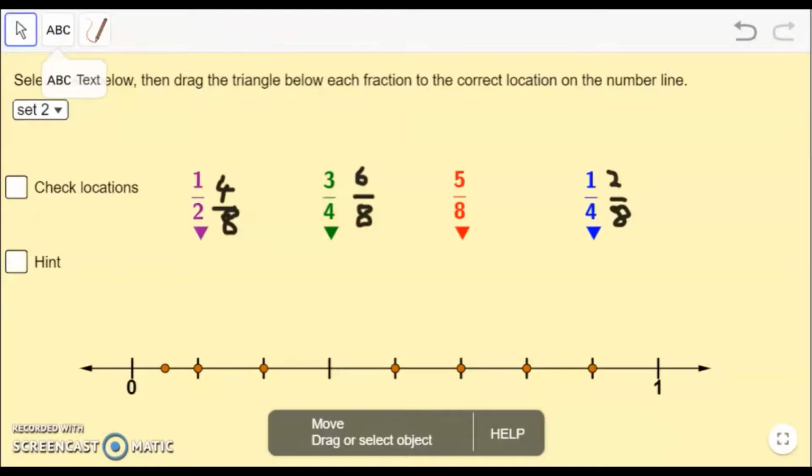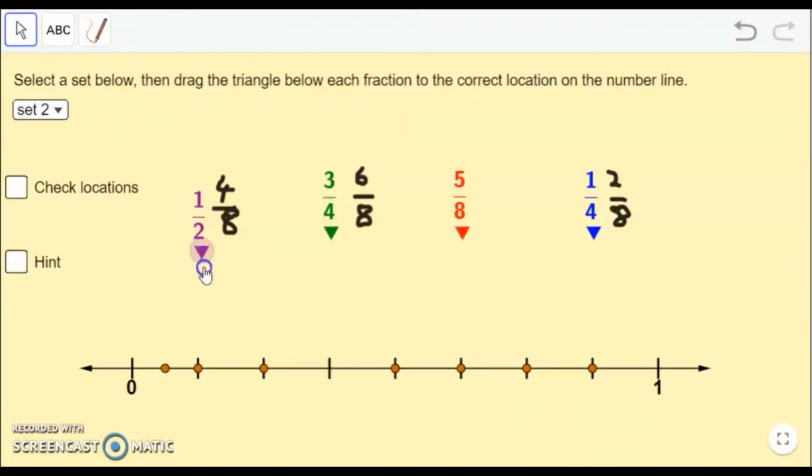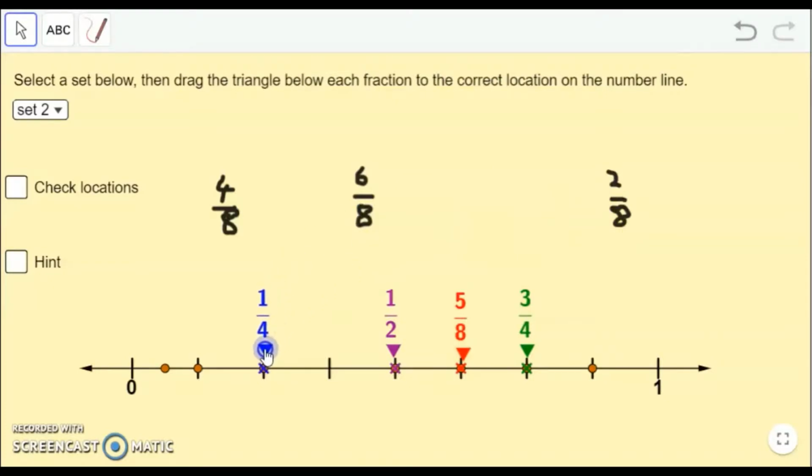So here, a half is 4/8. 1, 2, 3, 4. So this would be a half. 3/4 would be 6/8. 1, 2, 3, 4, 5, 6/8. So 3/4 would be here. 5/8. 1, 2, 3, 4, 5, 6. Well, 1, 2, 3, 4, 5/8 would be here. That's the first one. And finally, 1/4 is 2/8. So this would be over here.